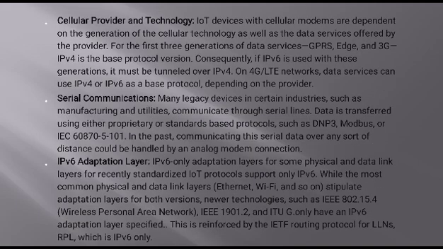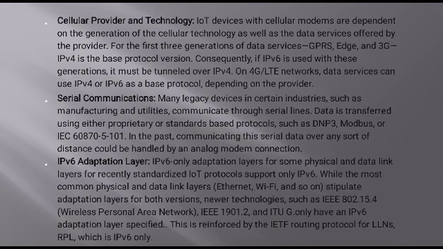Cellular provider and technology. IoT devices with a cellular modem are dependent on the generation of cellular technology as well as the data service offered by the provider. Serial communication. Many devices in certain industries such as manufacturing and utilities communicate through serial data, transferred using proprietary or standards based protocols such as DNP3, Modbus, IEC 60870. In the past, communicating serial data over a short distance was handled over analog communication modems.